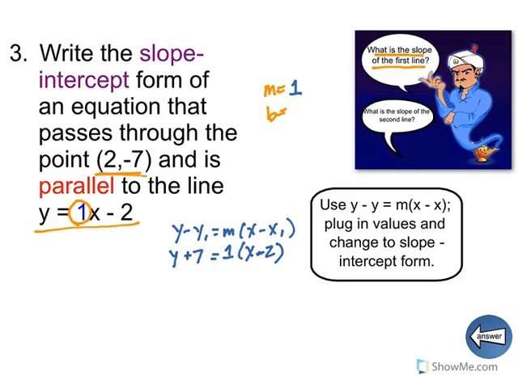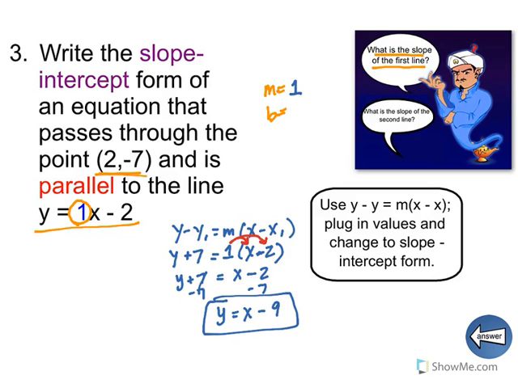And then we're going to change it to slope-intercept form. So remember, when we're changing, we distribute the slope. So this becomes just x minus 2, since it's times 1. And then we solve for the y. So I subtract the 7 on both sides, and we get y equals x minus 9. And so there is my equation that's parallel.